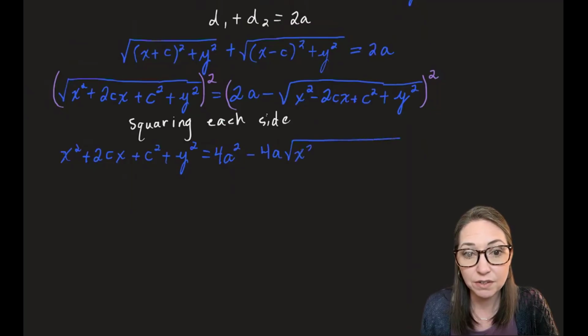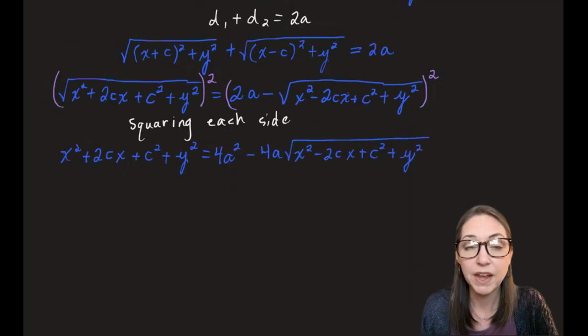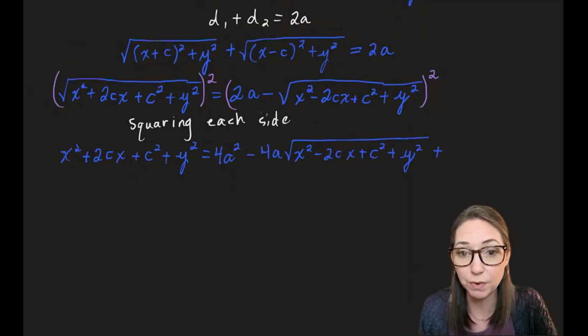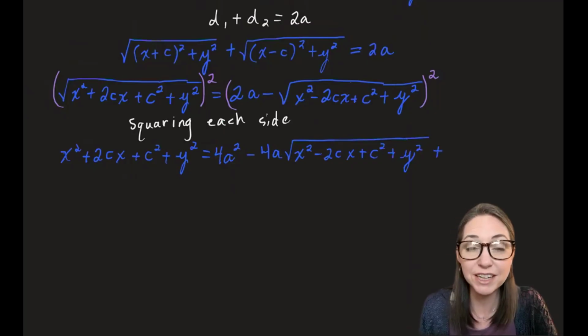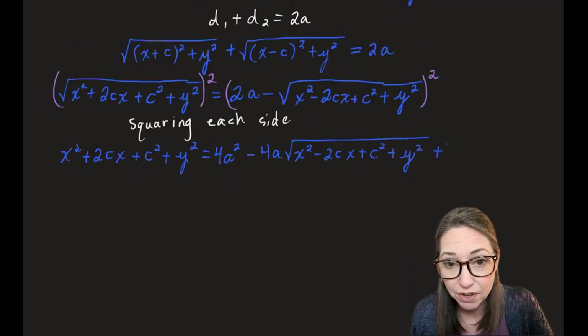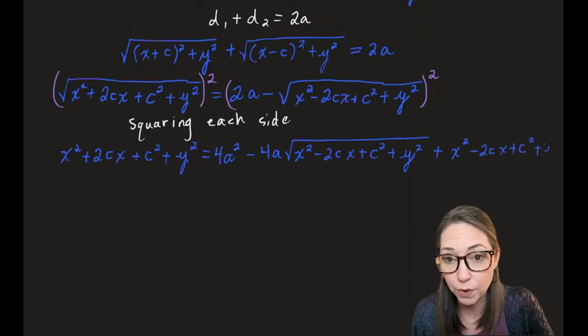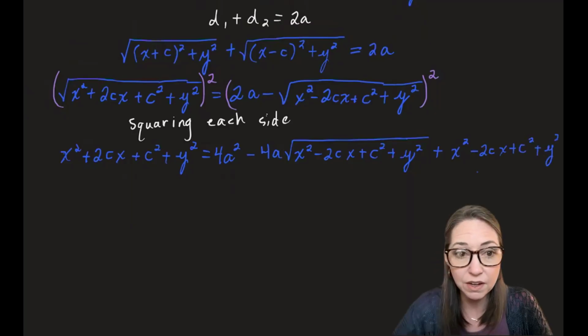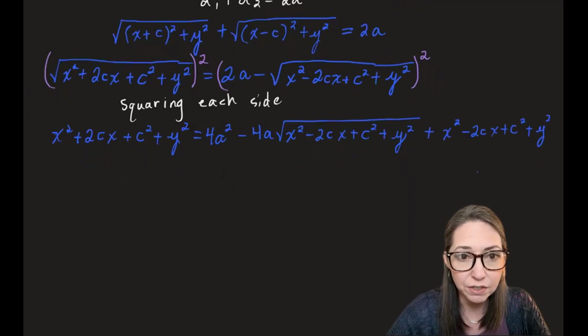Copy all that down: x squared minus 2cx plus c squared plus y squared. And then the last term is plus, because we have two negatives, the radical times itself. Any radical times itself, the radical is eliminated, so we're left with x squared minus 2cx plus c squared plus y squared. Again, a lot of little bits of detailed algebra there.